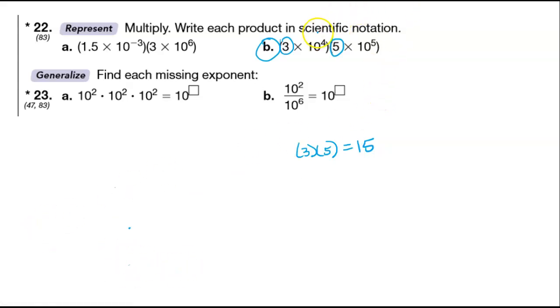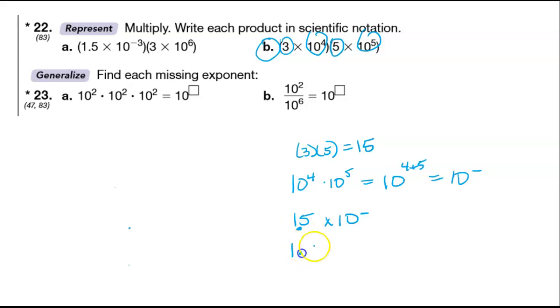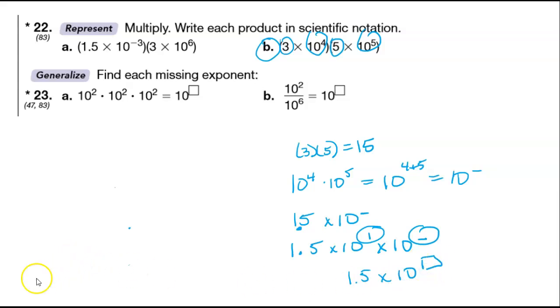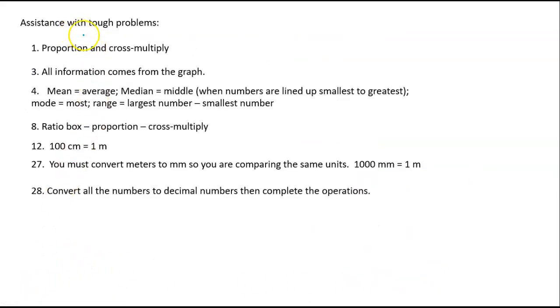Okay, and then we have 10 to the 4th times 10 to the 5th. 10 to the 4th times 10 to the 5th is equal to 10 to the 4 plus 5, which is 10 to the what? So now we have 15 times 10 to the what? I'm going to put my decimal place here, so it's 15 times 10 to the 1 times 10 to the what? We're going to have to add these two to get our answer. Let me know if you have questions.